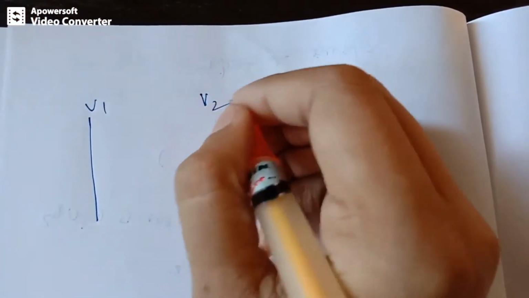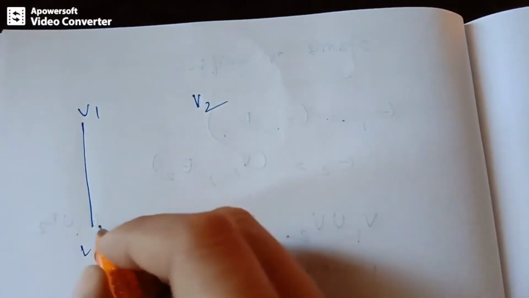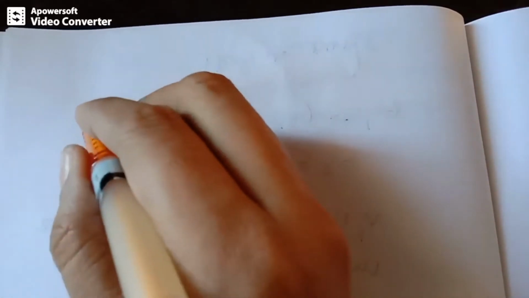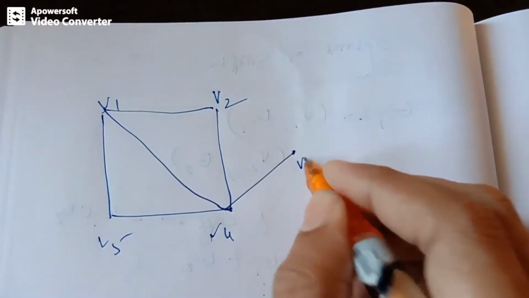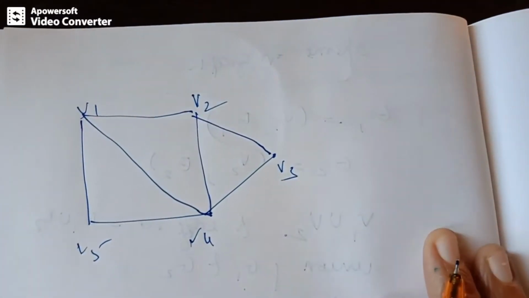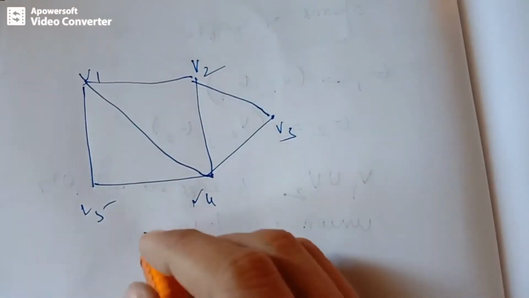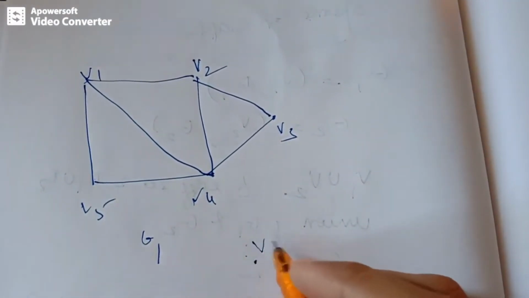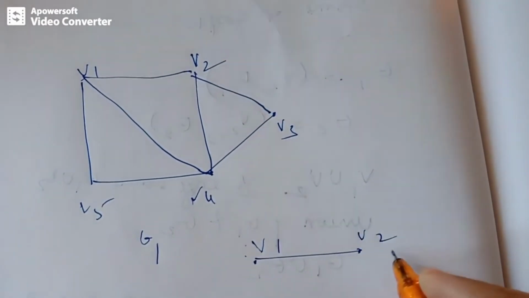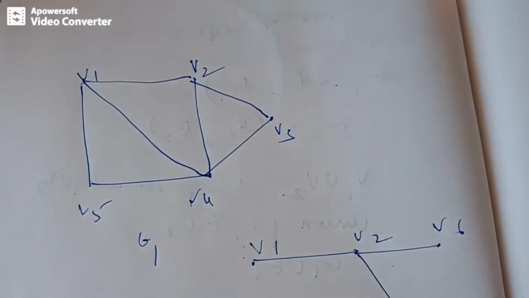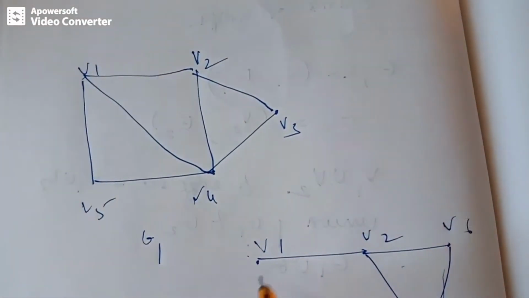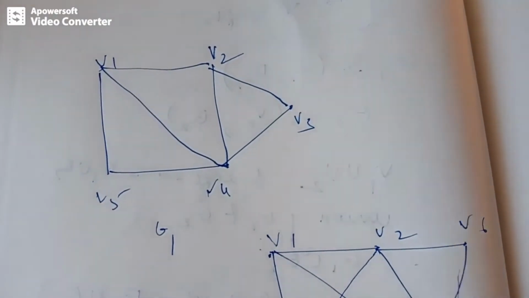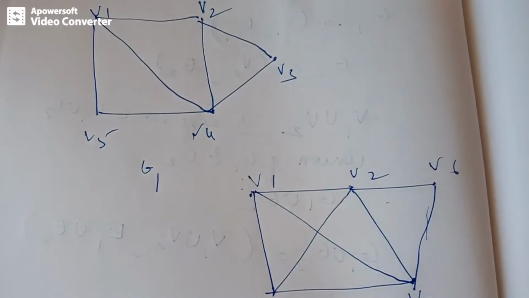So we have got vertices V1, V2, V5, V4 and vertex set V3. So this is the first graph that I consider, and it is labeled as G1. And let me take the next graph, which consists of V1, V2, V6, V3, V4. Okay, so this is the graph G2.